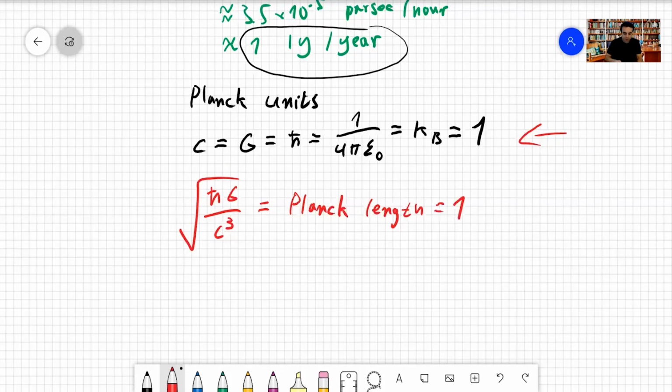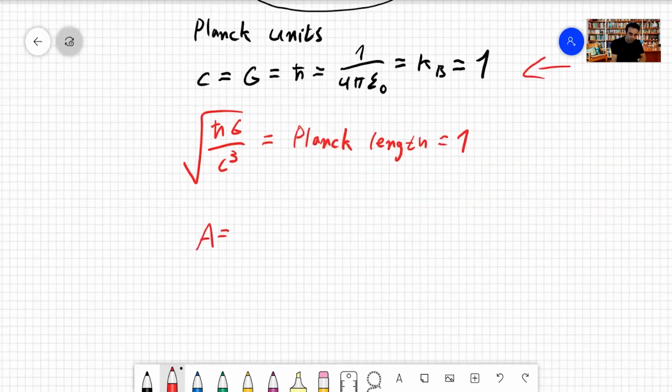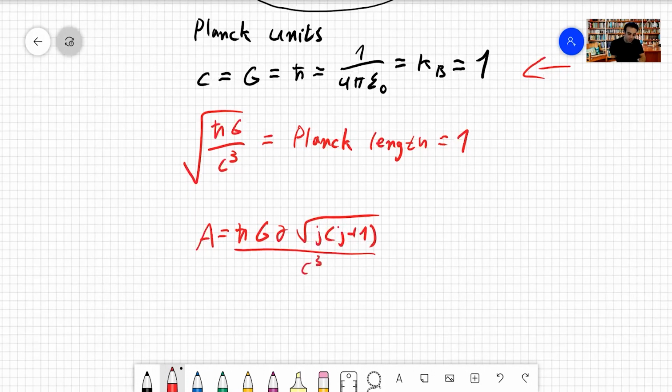So if I have an equation such as A equals ħG γ square root of j(j+1) divided by c cubed, then because I set all of these constants to one, I can just write this equation as A equals γ square root of j(j+1). So this equation now looks much simpler.